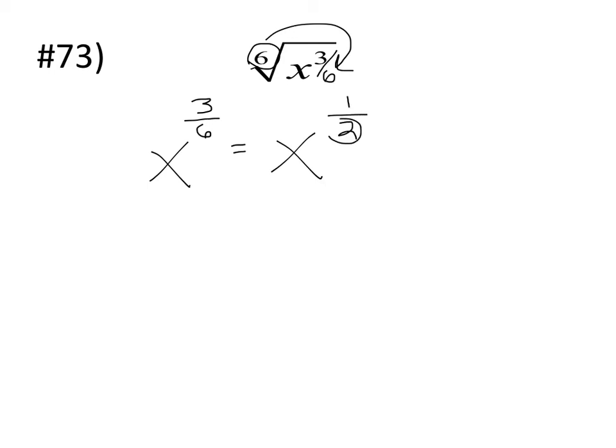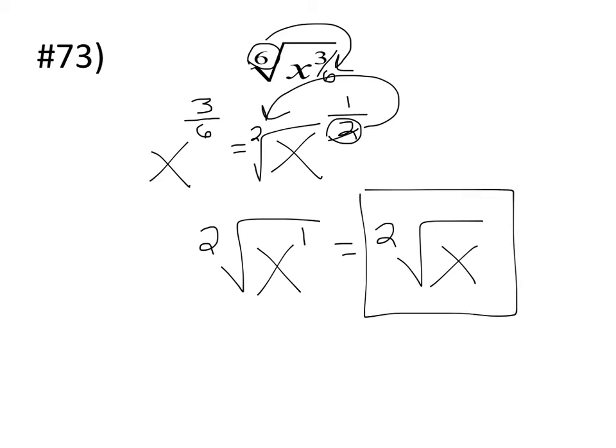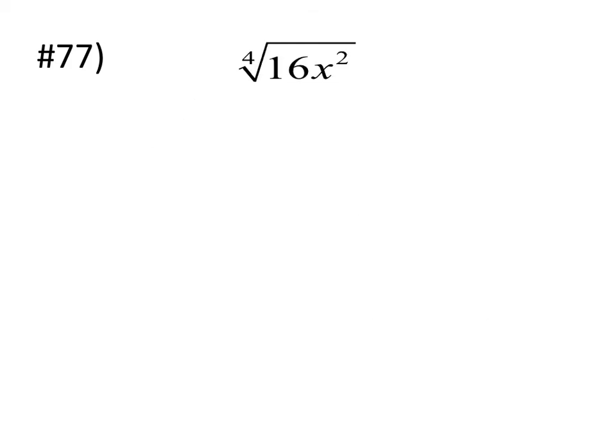But they want it in radical notation. So I need to bring the 2 back around front and add my radical again. So the simplified form is the square root of x to the first, which is just the square root of x.